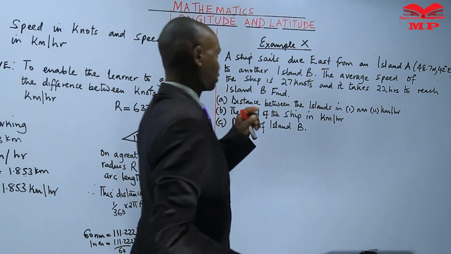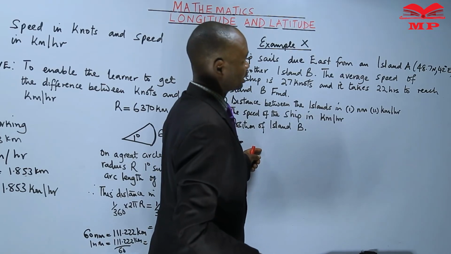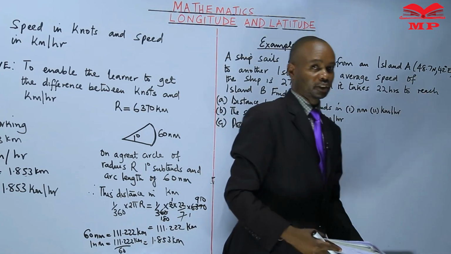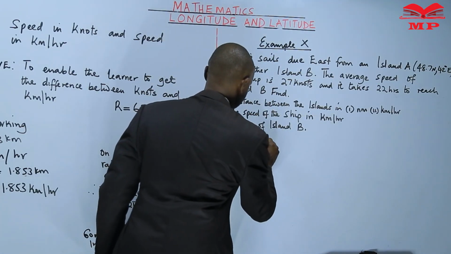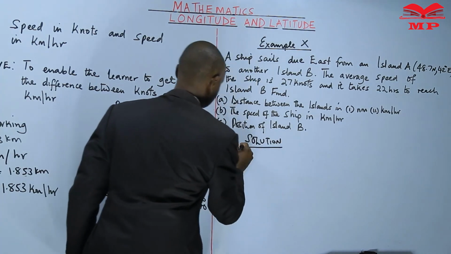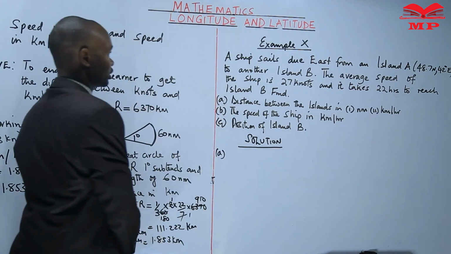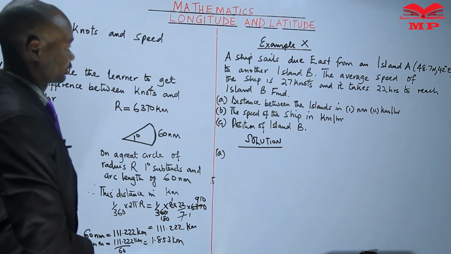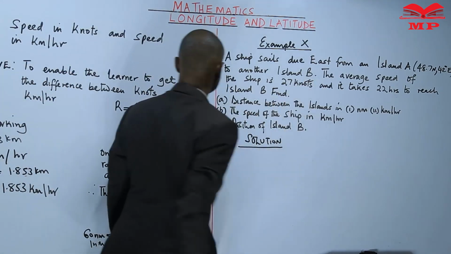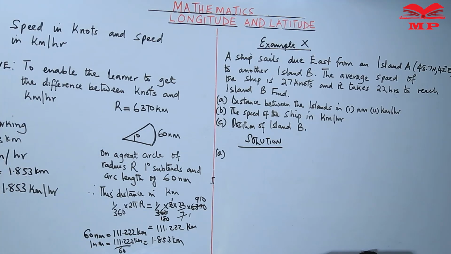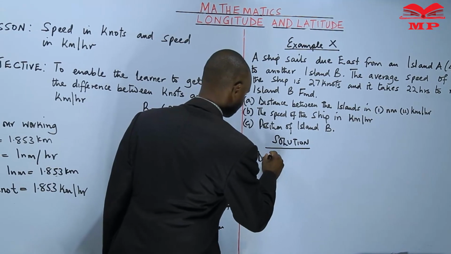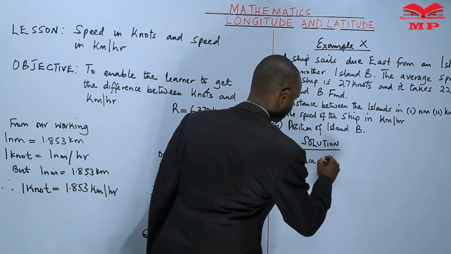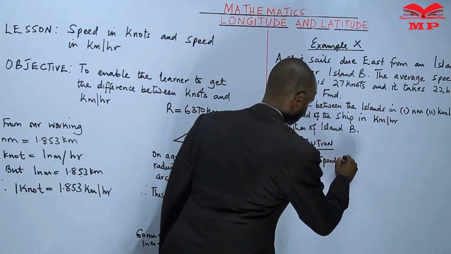Before you move on, you'll note that if it will move east, it will still be on the same latitude. It is only the longitude that will change. So you come to solution A, distance in nautical miles. If you are given the speed, you learn that 1 knot is 1 nautical mile per hour. So you'll just say distance is equal to speed times time.